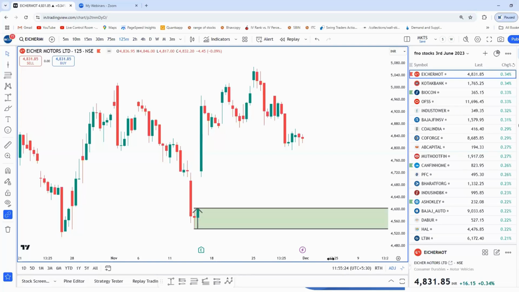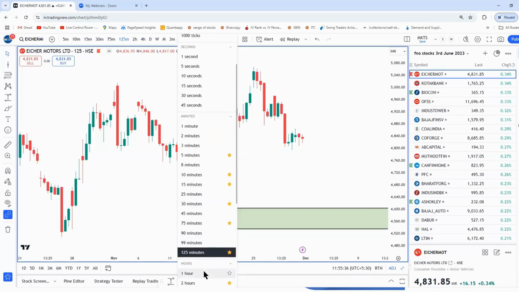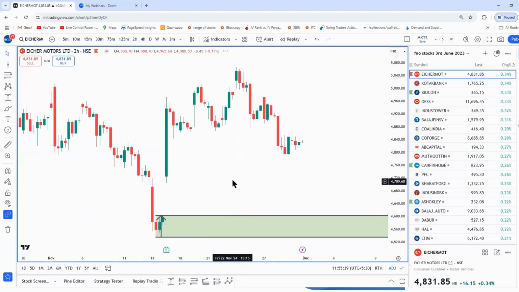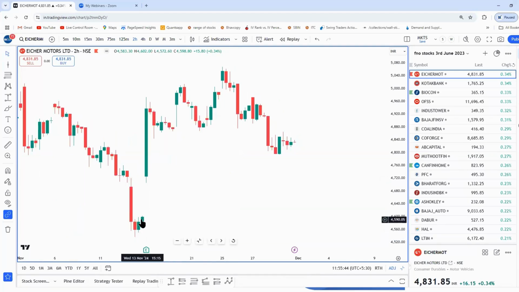So next, someone was asking me if you make a 2-hour chart, what will happen? So now I'm on a 125-minute chart. There are 2 basing candles. Let me change this to a 2-hour chart. So on the 2-hour chart, can you see one additional base candle here? On a 125-minute, there are only 2 basing candles. On a 2-hour chart, can you see another base candle here? A third base candle has popped up.